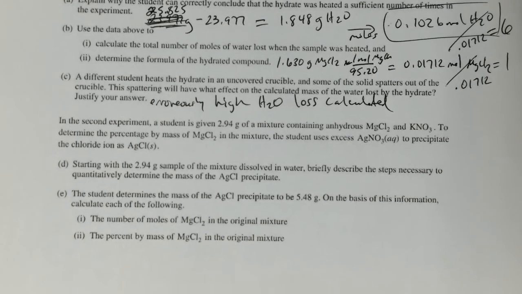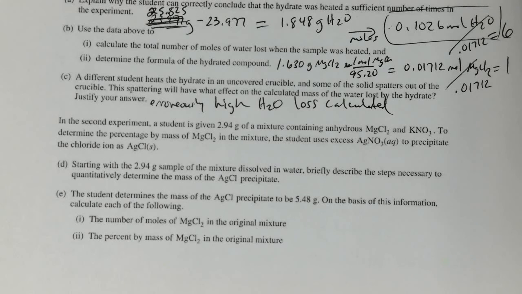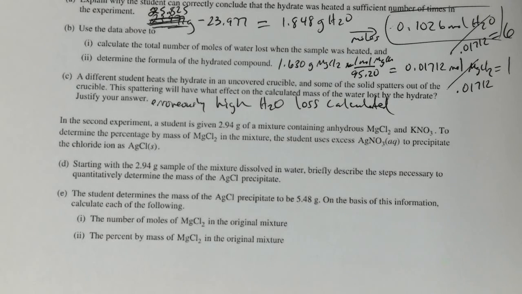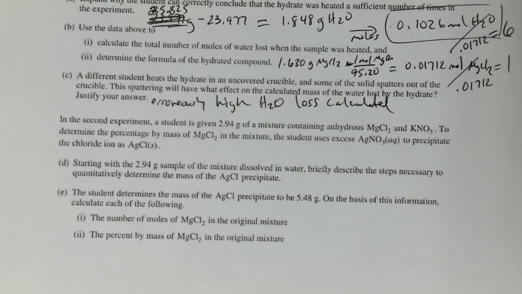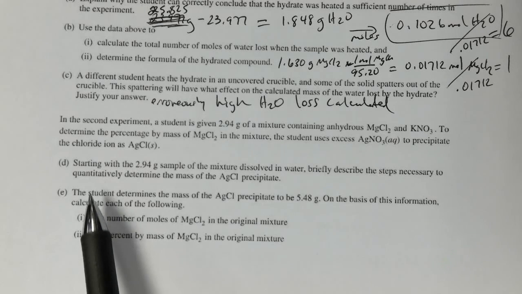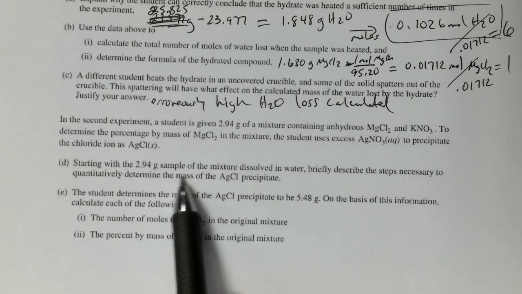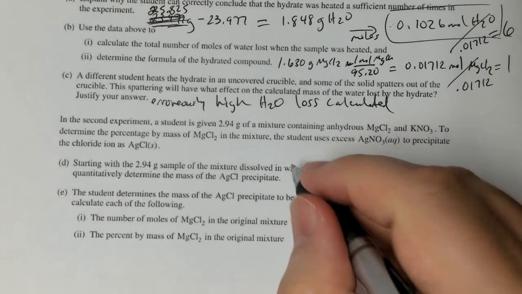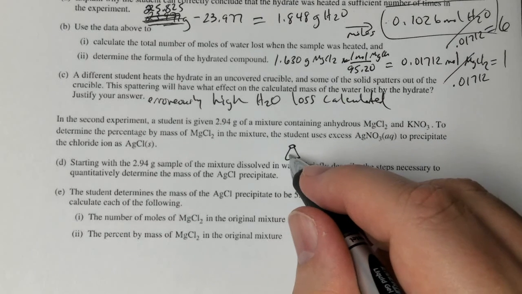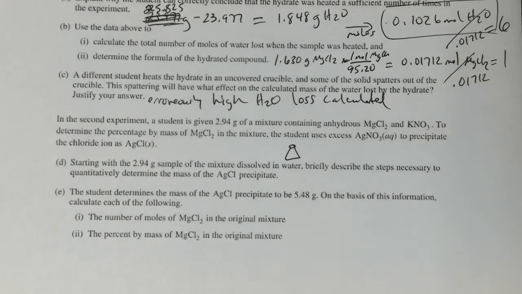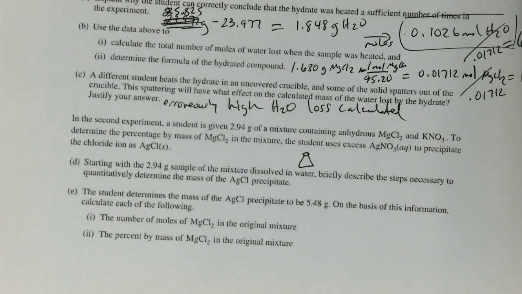Alright, and then in the second experiment, the student is given 2.94 grams of a mixture containing these two salts to determine the percentage of mass of magnesium chloride. The student uses silver nitrate to precipitate it. So this is an important part here. Starting with a 2.94 gram sample of mixture dissolved in water. So you've got essentially here a beaker or flask. I just drew a flask with the stuff in it. Okay, so this is going to be your mixture. Describe the next steps to quantitatively, with numbers, determine the mass of silver precipitate.